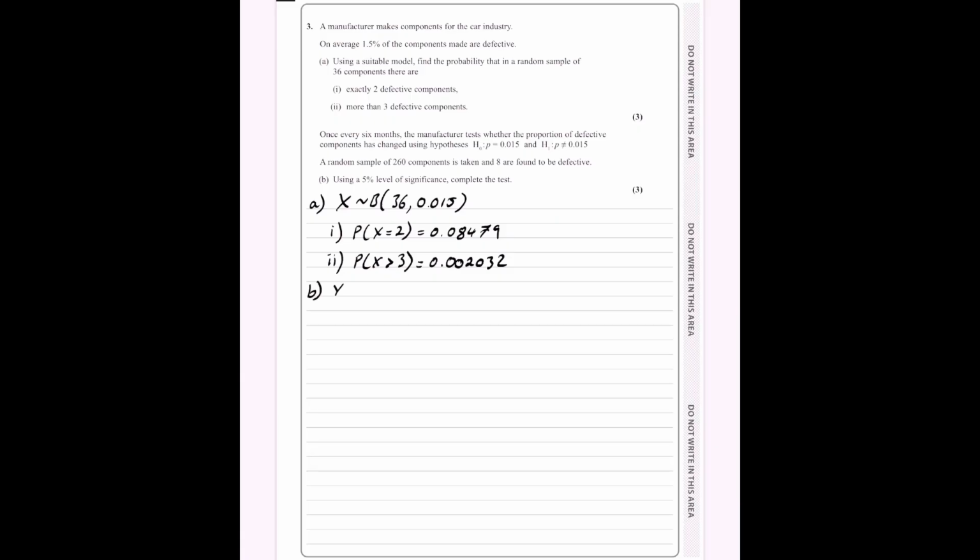For B, we're increasing the number of trials here. So we've got 260 trials with the probability of success of 0.015. The 5% significance level, I'm going to split between both ends. This is a two-tailed test. I know this because it's asking if the proportion has changed. It hasn't said has it increased or decreased, it's just changed. So we're going to have 2.5% at each end.